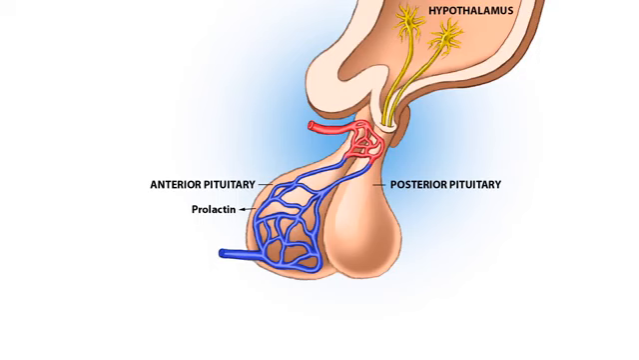So what inhibits prolactin? Dopamine. And dopamine comes from the hypothalamus and is a constant tonic inhibitor of prolactin. Increased prolactin will increase dopamine levels, which will then act to decrease the overall prolactin level.